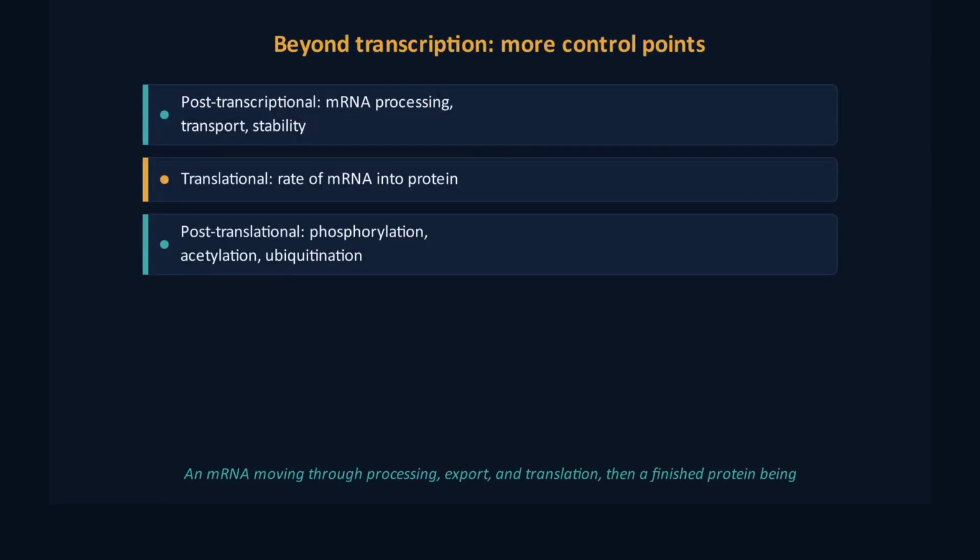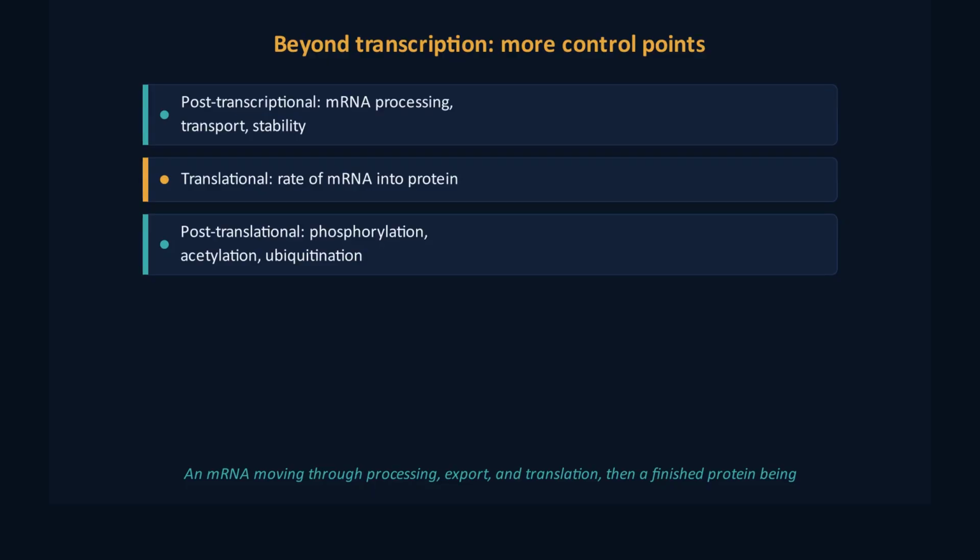Transcription is only the first checkpoint. Once an RNA is made, post-transcriptional regulation takes over, acting after transcription through processes such as messenger RNA processing, transport, and stability, all of which affect the final amount of protein produced. That processing includes splicing, capping, and polyadenylation, and the journey of the messenger RNA out of the nucleus to the cytoplasm is itself regulated. Then comes translational regulation, which controls the rate at which messenger RNA is translated into protein, and this can occur at the initiation, elongation, or termination stages of translation.